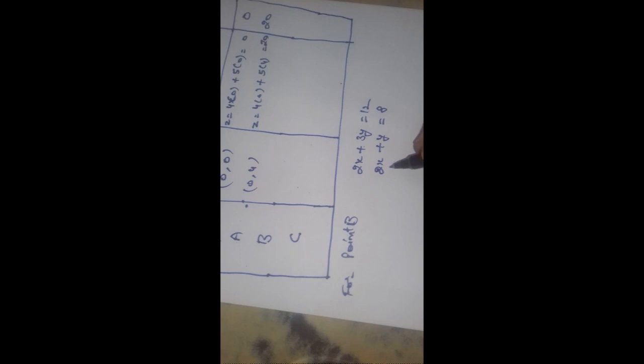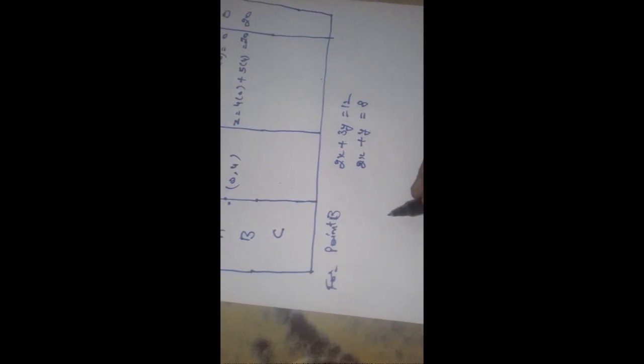For solving this equation, we put the minus sign, subtracting the equations. So it will be 3y minus 1y equals to 2y equals to 12 minus 8 equals to 4. Y equals to 4 divided by 2 equals to 2.